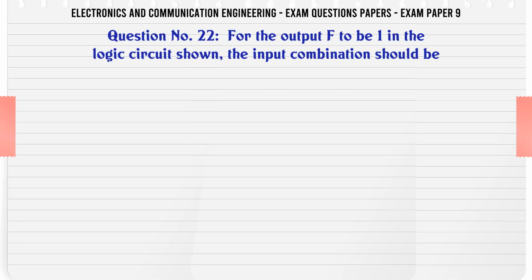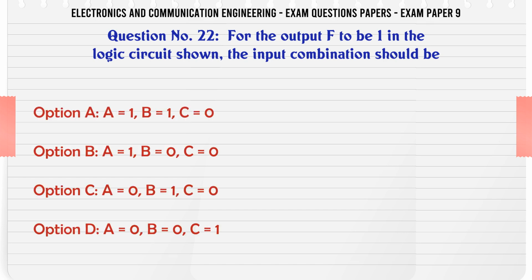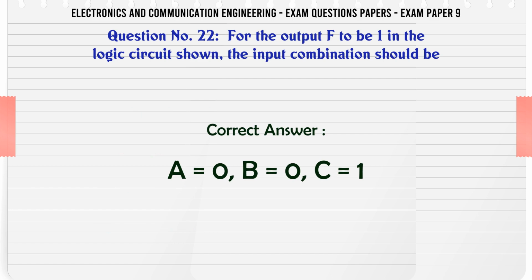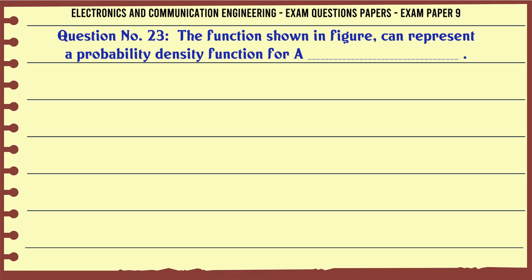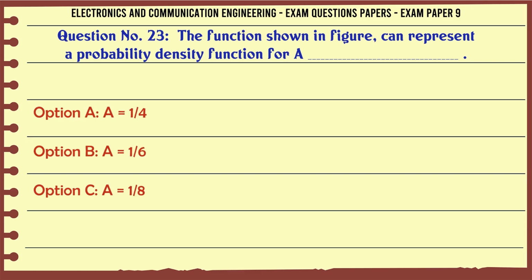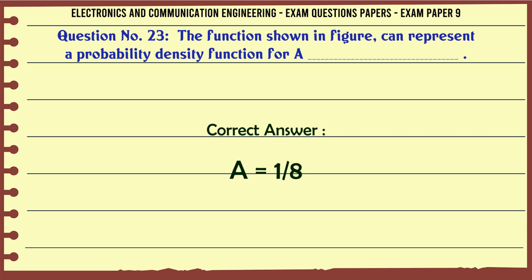For the output F to be 1 in the logic circuit shown, the input combination should be A: A=1, B=1, C=0; B: A=1, B=0, C=0; C: A=0, B=1, C=0; D: A=0, B=0, C=1. The correct answer is A=0, B=0, C=1. The function shown in the figure can represent a probability density function for A=14, B=16, C=18, D=12. The correct answer is A=18.